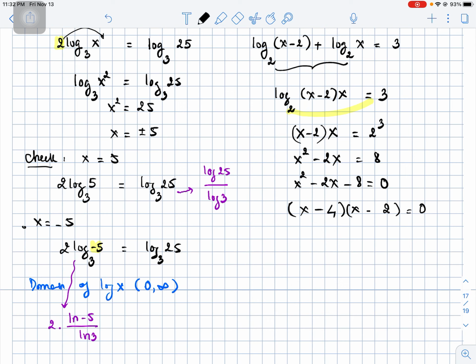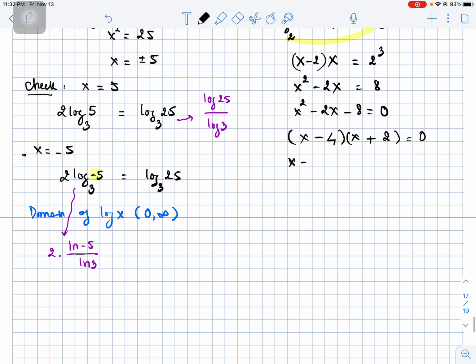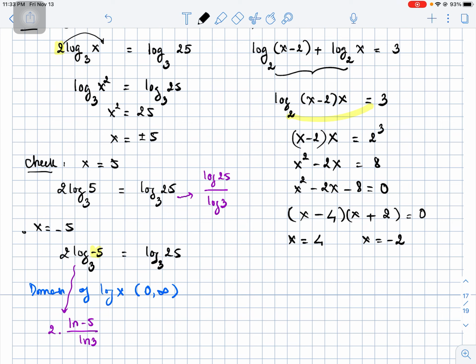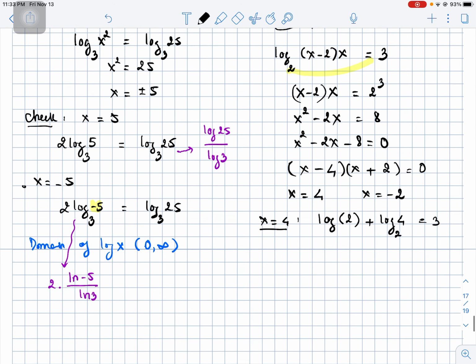So the two numbers we get are negative 4 and positive 2. Then you set each factor equal to 0 and solve. We will get x equals 4 and x equals negative 2. Now we go back into the original log equation and check. So we check x equal to 4 first. For the first parenthesis, we get 4 minus 2, which is 2, plus log of 4, equal to 3.